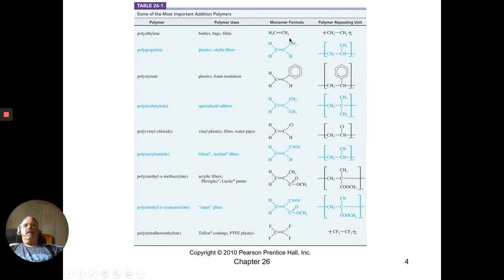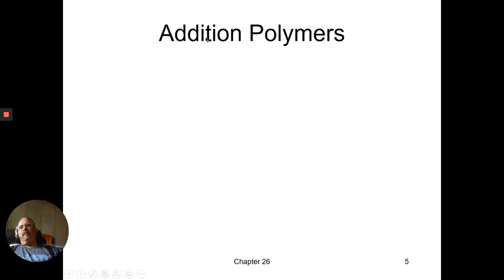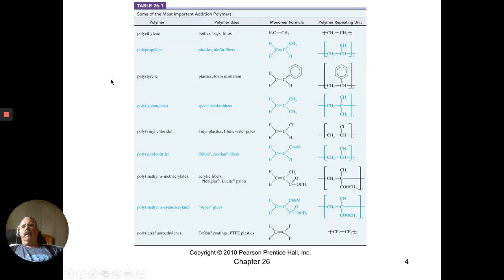Okay, if the monomer unit is ethylene, that's polyethylene. This is used for bottles, bags, and films, like sandwich wrap. Plastic milk bottles are made of polyethylene. Okay, polypropylene, where one of the hydrogens is replaced by a methyl group. Polypropylene, for example, is used in making prescription medicine bottles and yogurt, cottage cheese containers. Here's polystyrene.